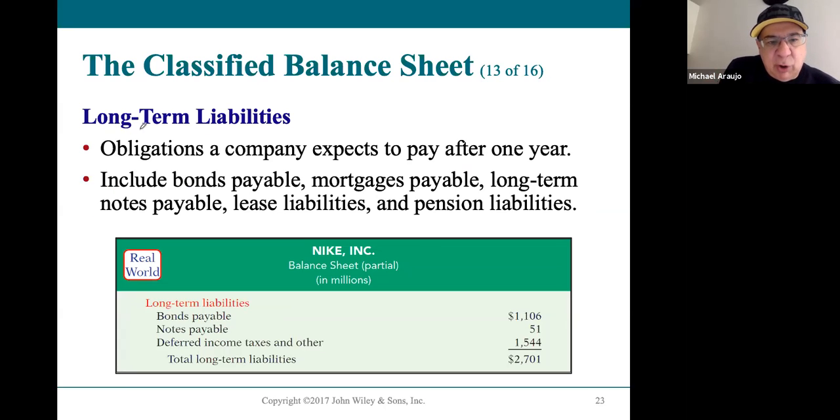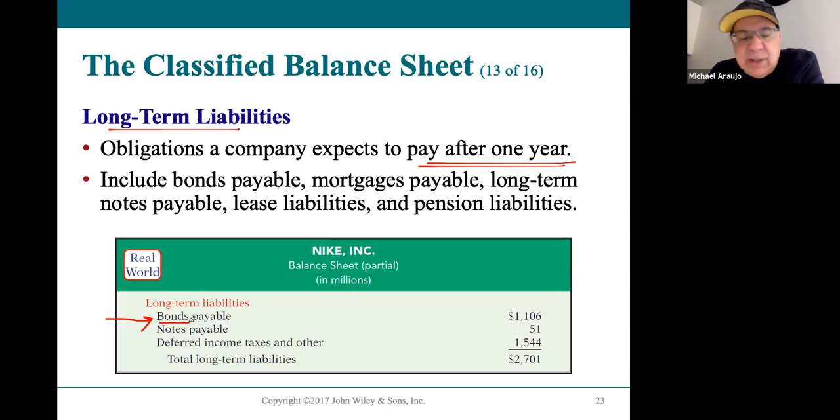Nike is important. These are long-term. These are debts that are going to be paid after a year from the balance sheet date. And Nike is interesting because it starts off with a very important term that you'll get to know called bonds payable. Now, a bond is a loan from investors.